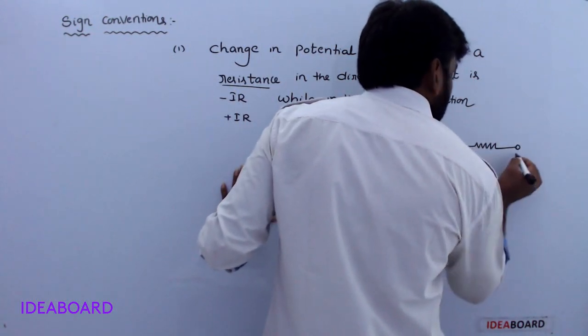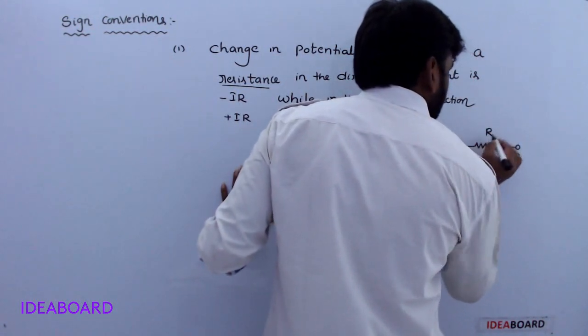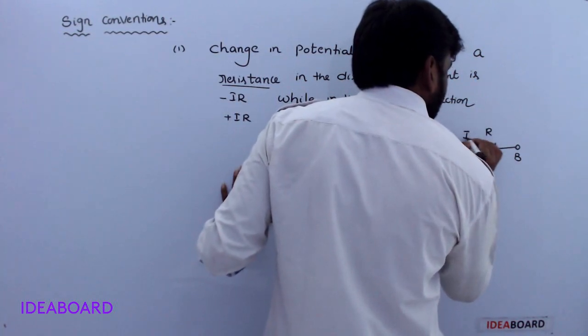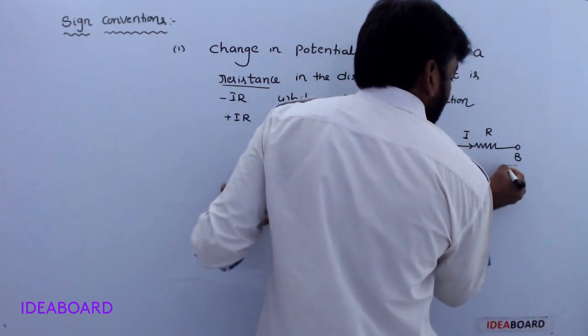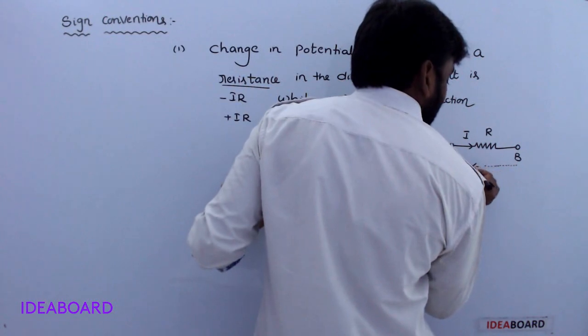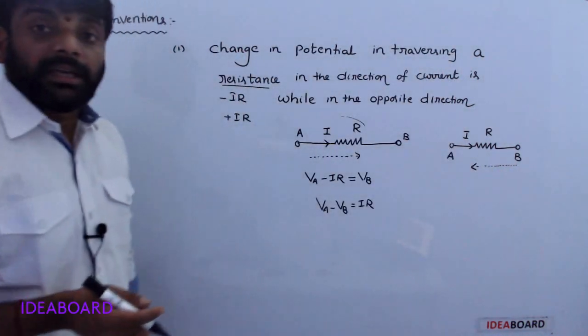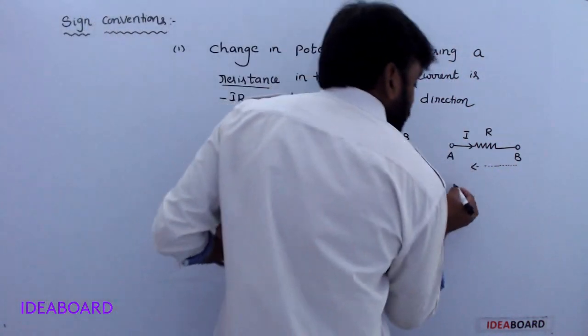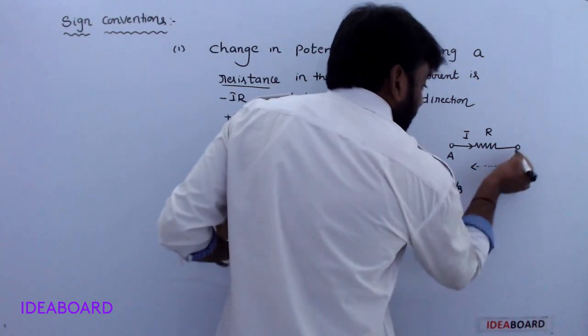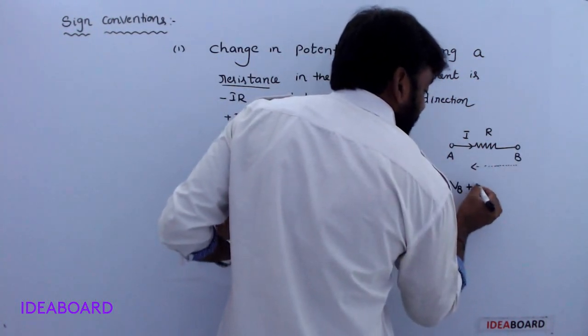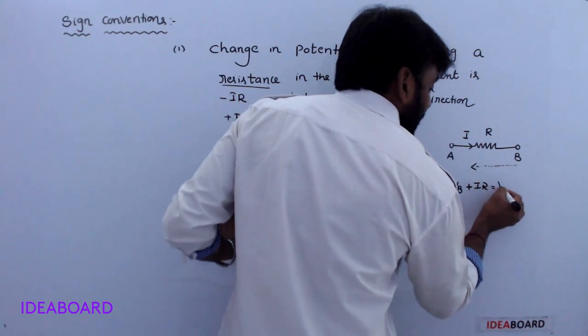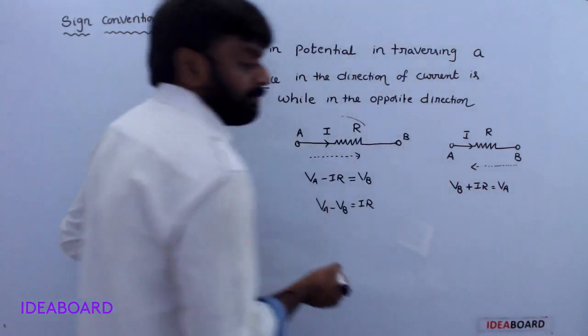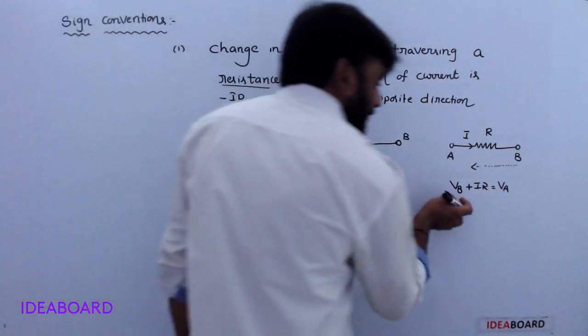This is A. This one is B. Resistor R, passing current is I. But you are taking in the opposite direction of the current. You are taking VB, opposite to the current, you are taking plus IR is equal to VA. VB is taken this side.